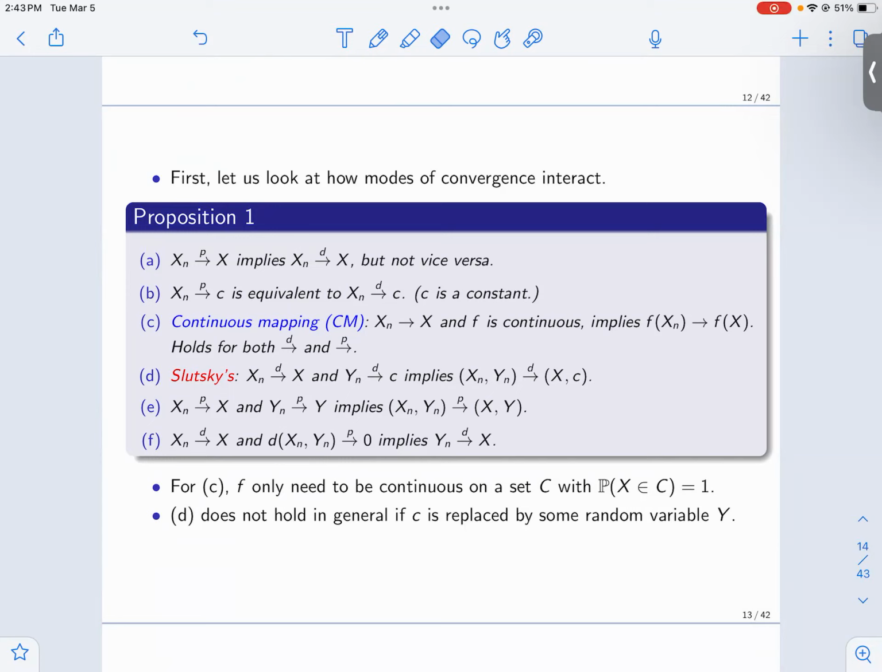However, if the limit is a constant, then they're equivalent. So when you converge to a constant in probability, it's equivalent to converging to it in distribution.